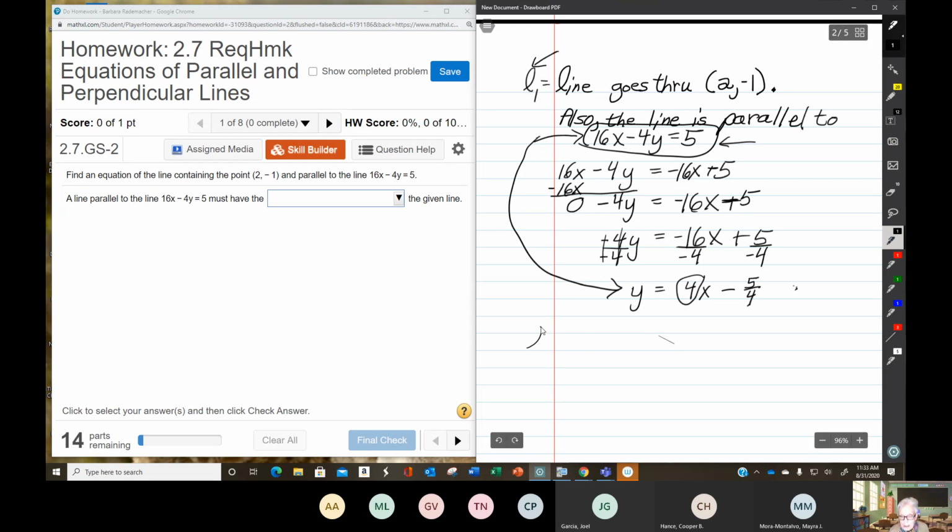So now to find L1, or whatever it's named, I'm going to use y minus y1 equals m times x minus x1. And I'll use this for x1, y1. It's the only point I have. And m is going to come from having found the slope of that line. So I will have y minus negative 1 equals 4 times x minus 2.